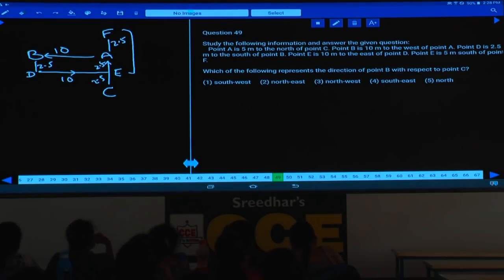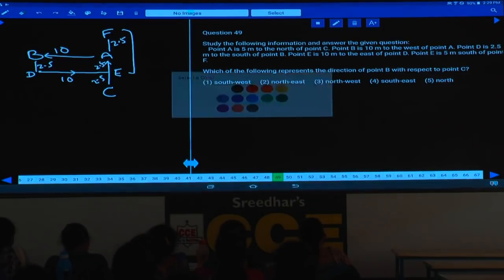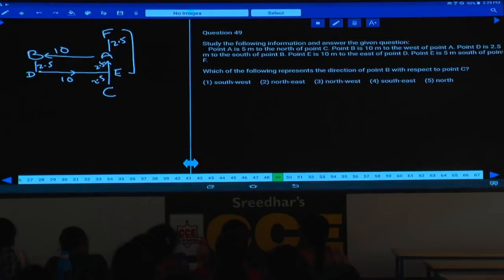Done with this? Then question number 49: which of the following represents the direction of point B with respect to C? From C, tell me in which way we are supposed to move. Now from C, in order to reach B, first we should move towards north and next towards west. Then what is your answer here? Northwest, choice 3 is the answer.